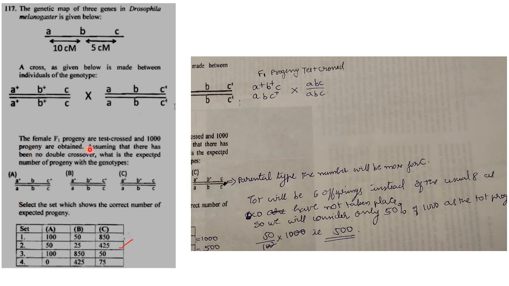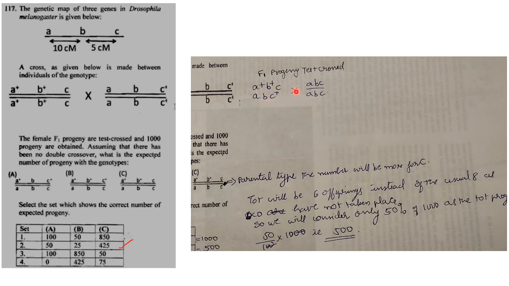The F1 female progeny are test crossed and 1000 progeny are obtained. Assuming that there has been no double crossover, what is the expected number of progeny with the genotypes? Select the set which shows the correct number of expected progeny. So upon crossing these parents, you will get this one as the progeny: A plus B plus C and A B C plus. This will be the progeny.